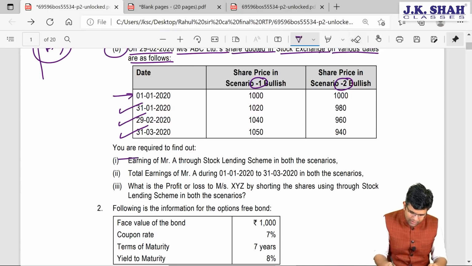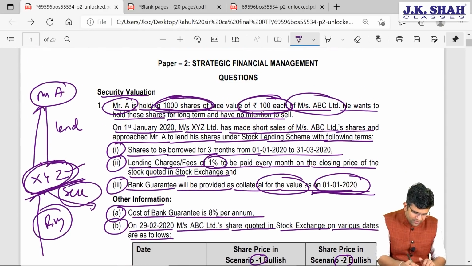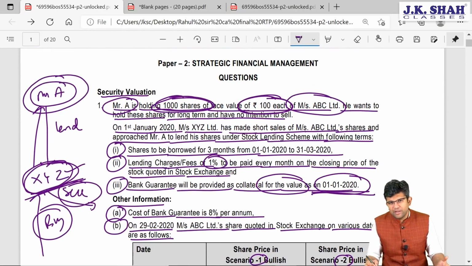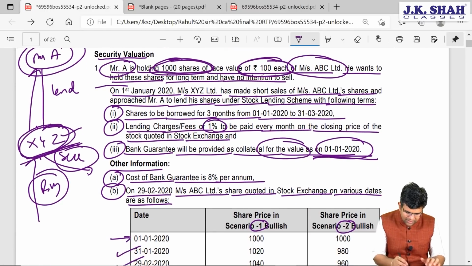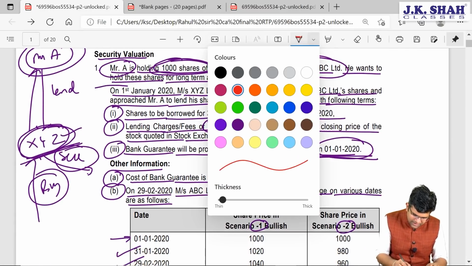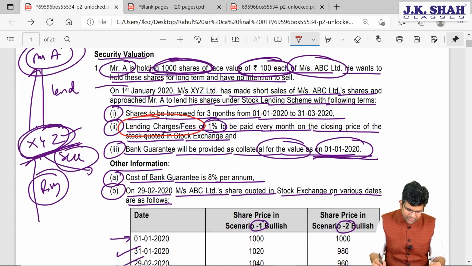Bullish will be a loss making proposition. You are required to find out earnings of Mr. A through the stock lending scheme in both the scenarios. So they are asking you, what will this Mr. A earn out of all this? Children, the only thing he will earn out of all this is the lending charges. Everybody clear? The only thing he will be earning out of all of this will be the lending charges, that is 1% per month. Everybody clear? That is 1% per month.